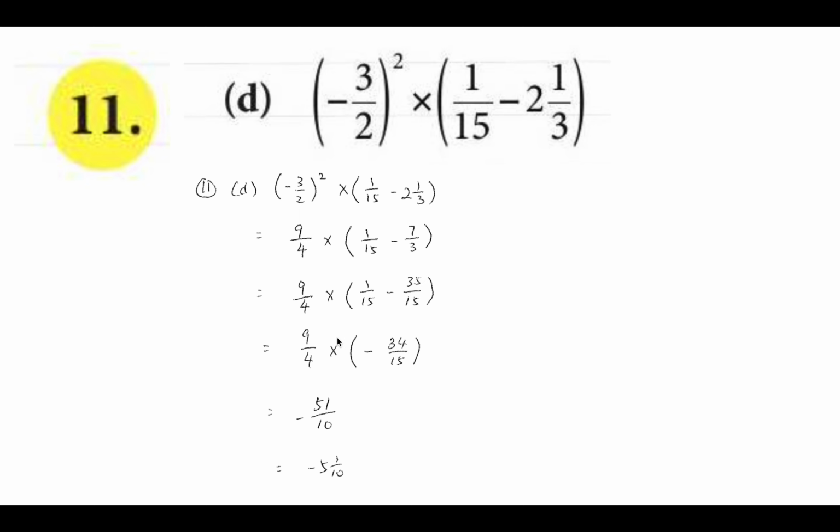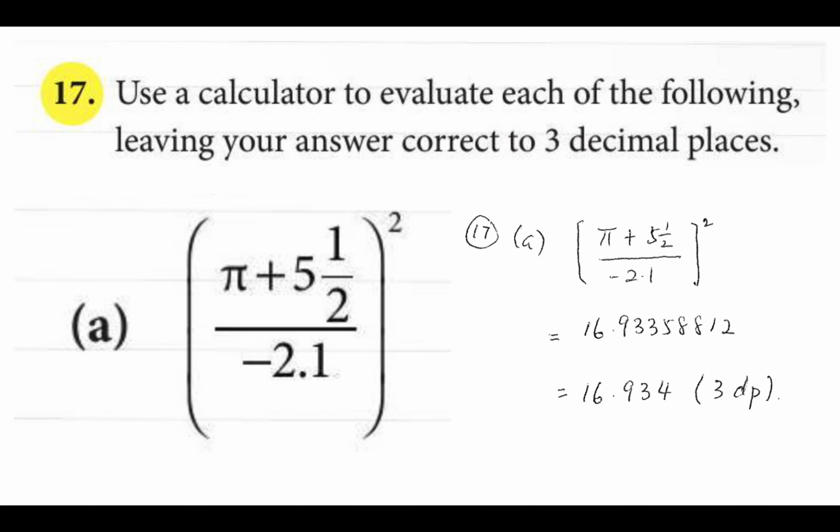Right? Once we have it in this form, it is just a matter of multiplication. So 9 times 34 over 4 times 15, and then after that is negative. So we get negative 51 over 10. Writing it in mixed number, it will be negative 5 and 1/10.